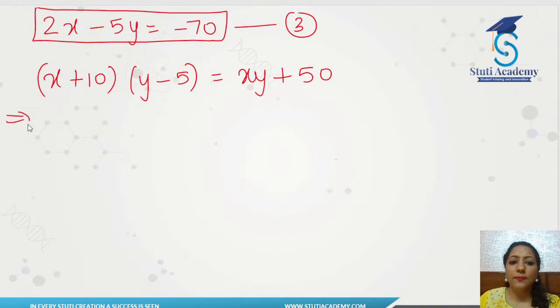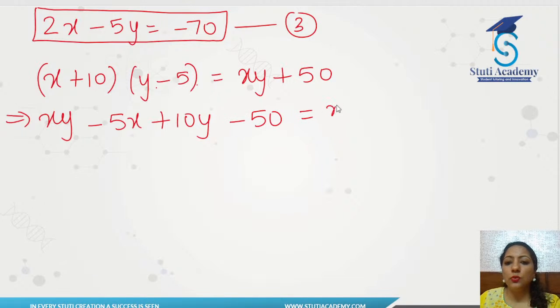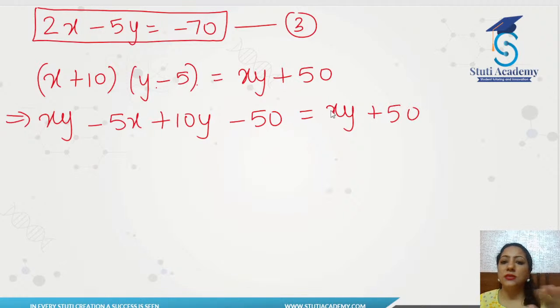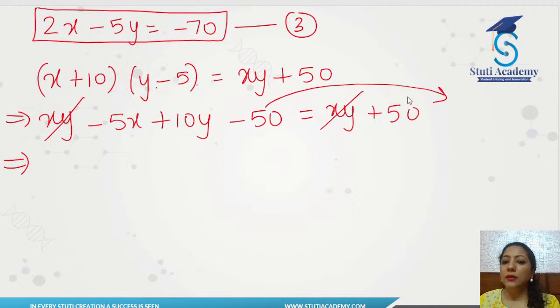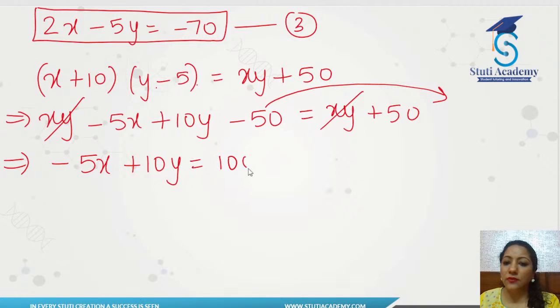Now we'll simplify this. We will get here xy minus 5x plus 10y minus 50 equal to xy plus 50. Please notice I have just written RHS as it is. There's no change. So xy and xy will get cancelled. And then this 50 minus 50 you can take on the other side. That will become plus 50. So you will get minus 5x plus 10y is equal to how much? Let's say this is 100. 50 plus 50 will give you 100. Now we have this equation.